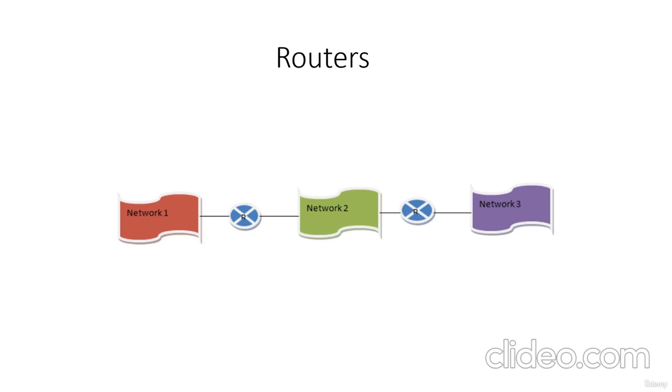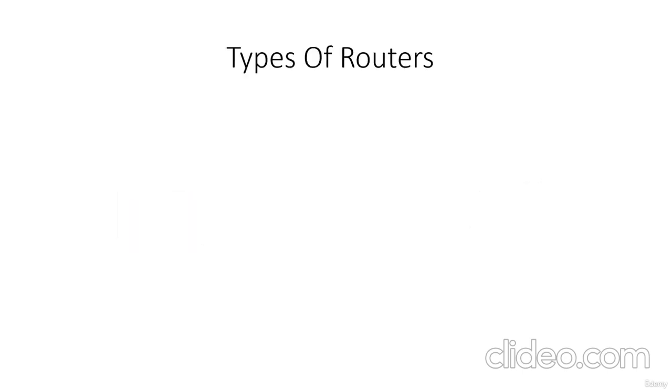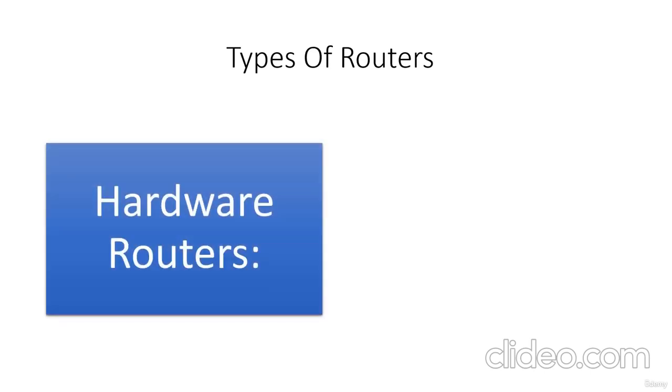So this diagram, as you can see, is a diagram of a router network where two routers, namely R1 and R2, are connecting three different networks. So let's now talk about types of routers. There are basically two types of routers. First one is hardware routers.